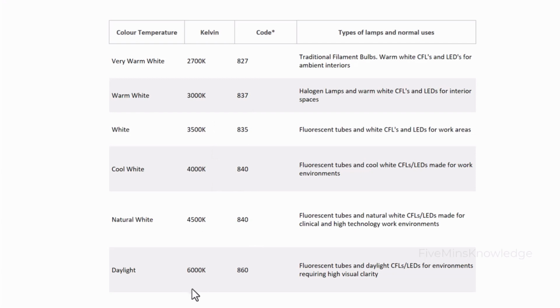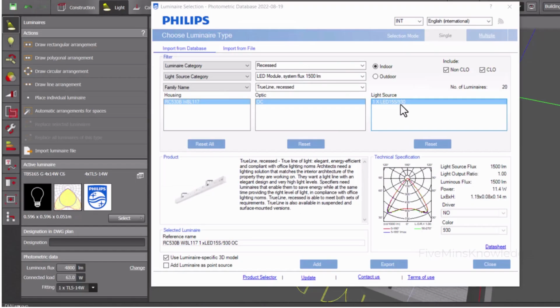So it is more than 6000 Kelvin, but what we require is 4000 Kelvin. So we have to find a light with a color code around 840 or 835. We don't need luminaires that have a 930 and above color code, because in the office we are designing the lighting system for 4000 Kelvin that we selected earlier. So we will not choose this light because it has a 930 color code. We have to choose a color code around 835 to 840.